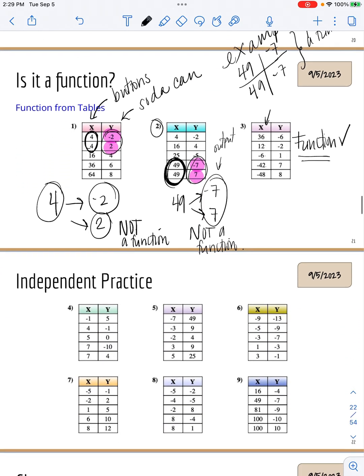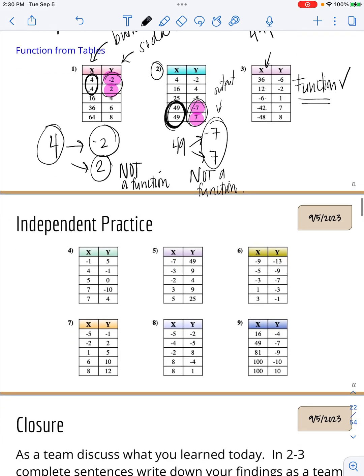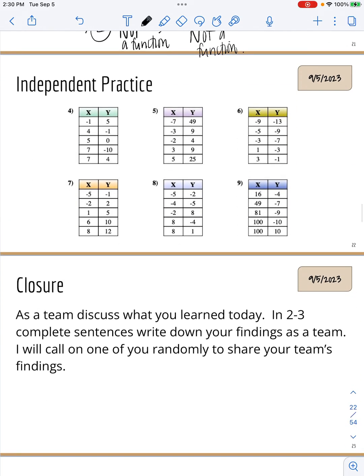So now I want you guys to go ahead and practice on 4, 5, 6, 7, 8, and 9. You can pause the video to make sure that you copy that down. When you're done with that, go ahead and do the closure. Because we're not doing it in Teams, just make sure you write 2 to 3 complete sentences about what you learned today. So let me write that down. So go ahead and write for your closure, what did you learn today? And you're gonna do that in 2 to 3 sentences.